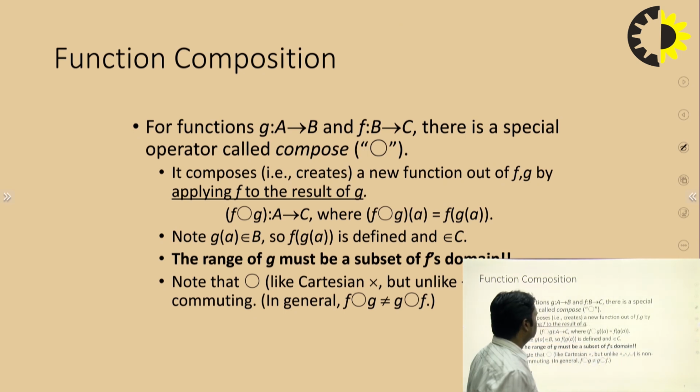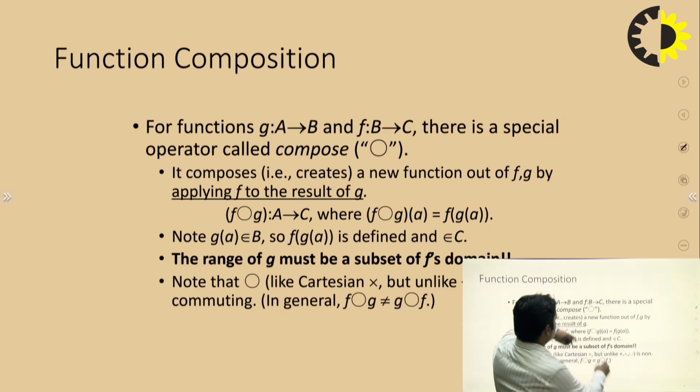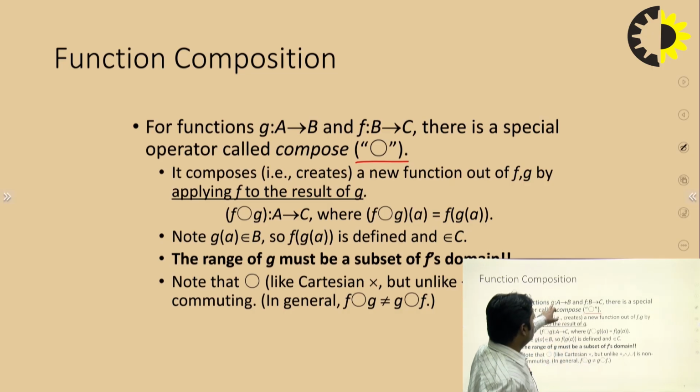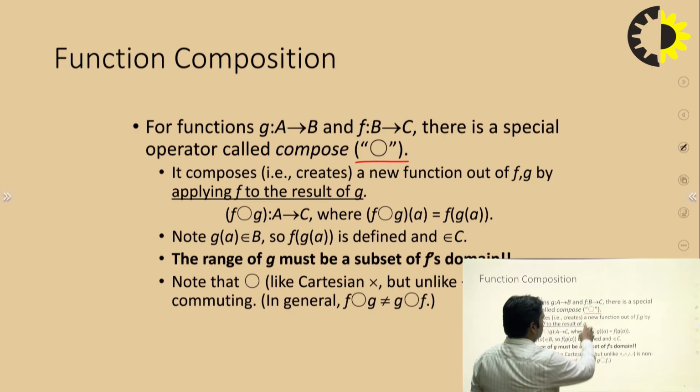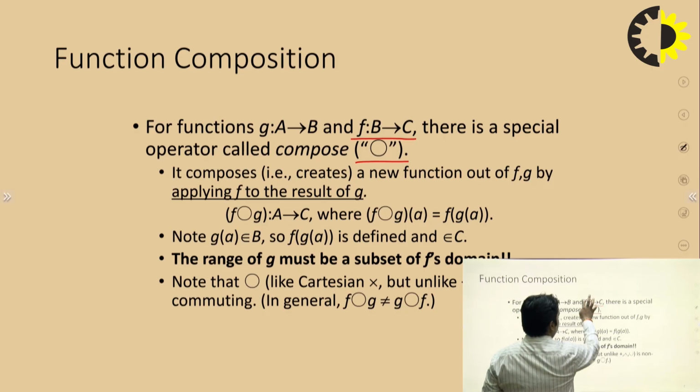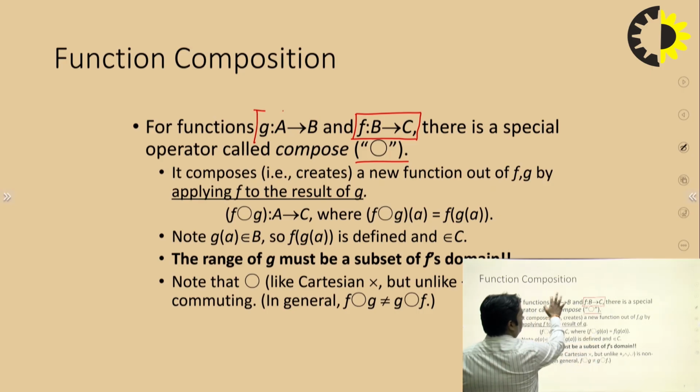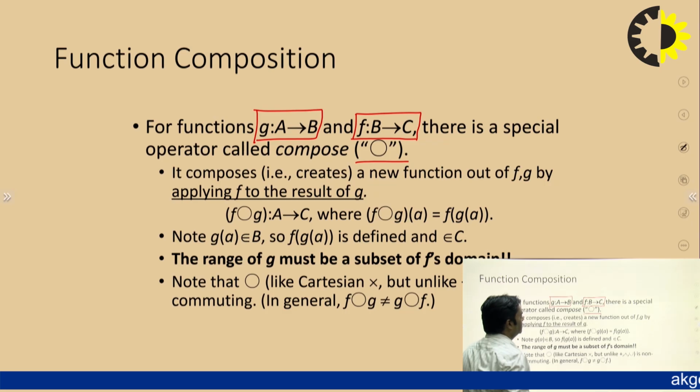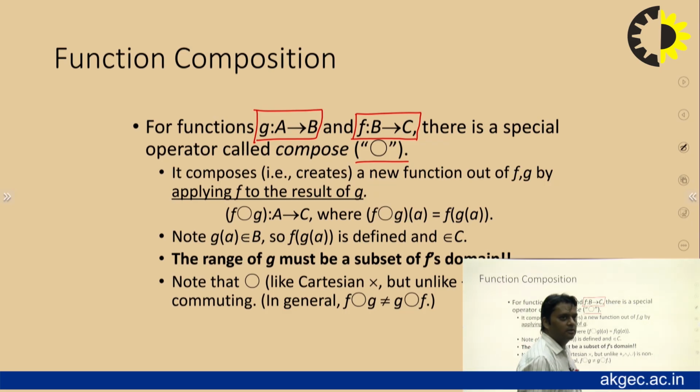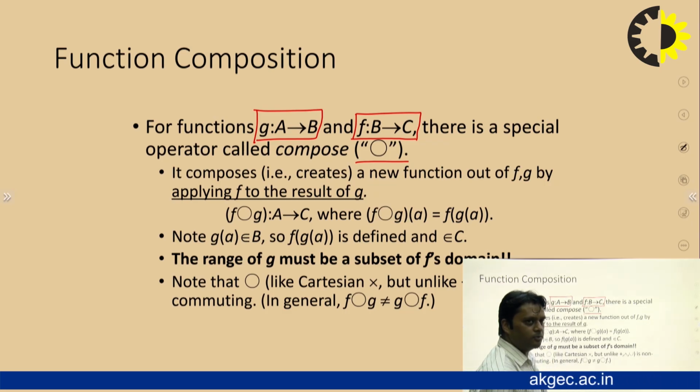For function composition we use the symbol O. So g is a function from A to B and f is a function from B to C. We consider two functions here. The first function is g from A to B and the second function is f from B to C.